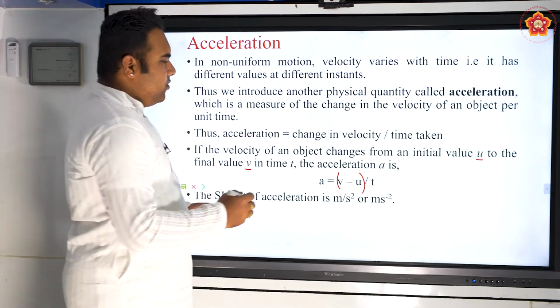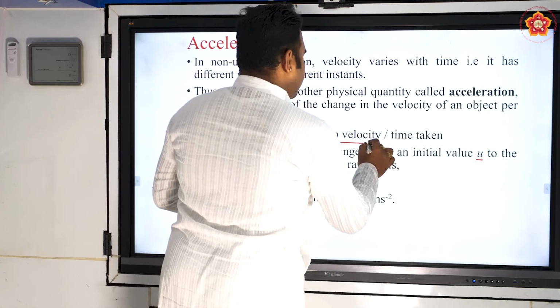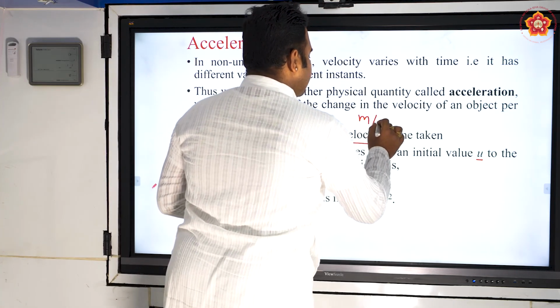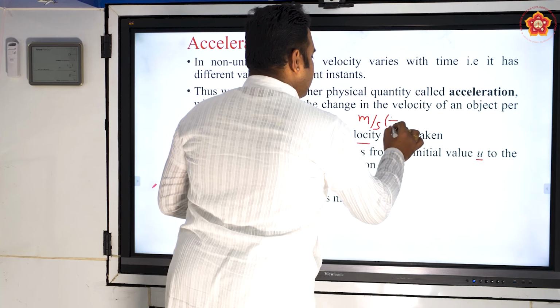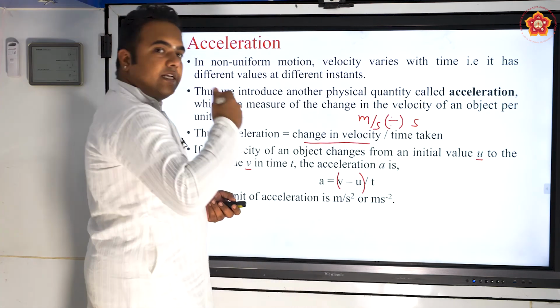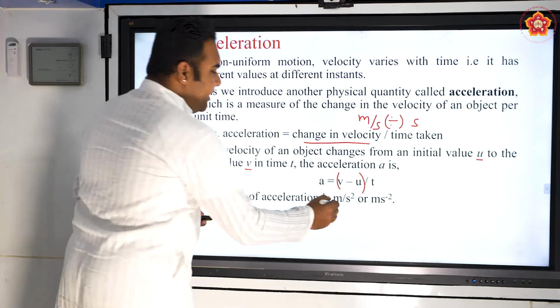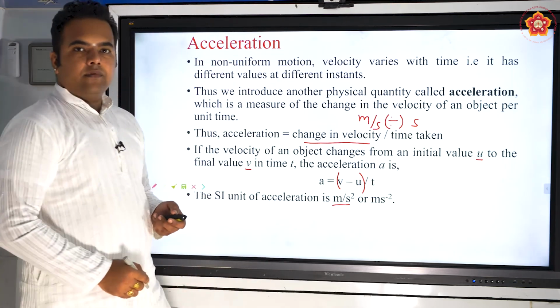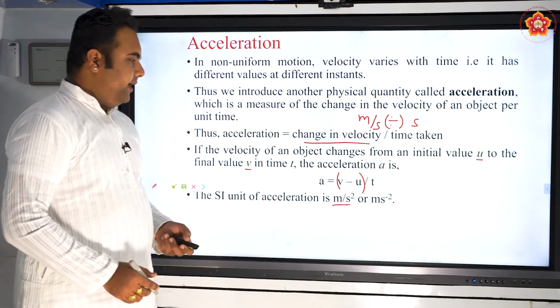The SI unit now we know. Change in velocity is in meters per second, divided by time taken, which is second. So meters per second by second, it will be meters per second square, or ms minus 2 we can write.